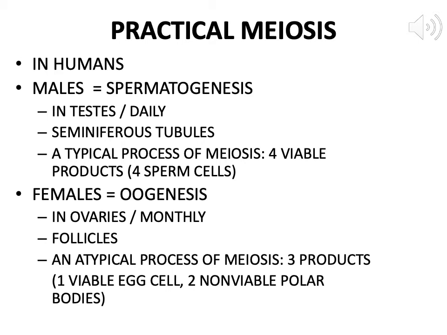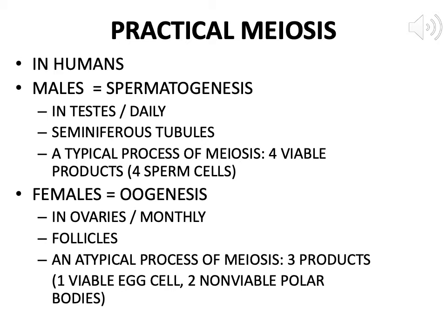In the female, though, the process of oogenesis is an atypical process of meiosis. In other words, it's not going to resemble perfectly the general process that we just looked at. You take a look at this. In the process of oogenesis, we're going to make 3 products, not 4. And of those 3 products, only one is a viable or functional cell, and that is the egg cell, sometimes also called an ovum. Now, the other 2 products are non-viable products called polar bodies. Now, we'll take a look at the details of this in a minute.